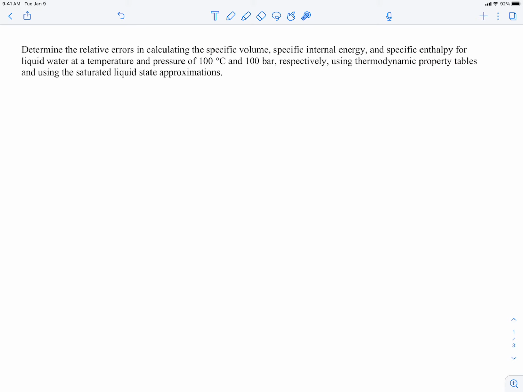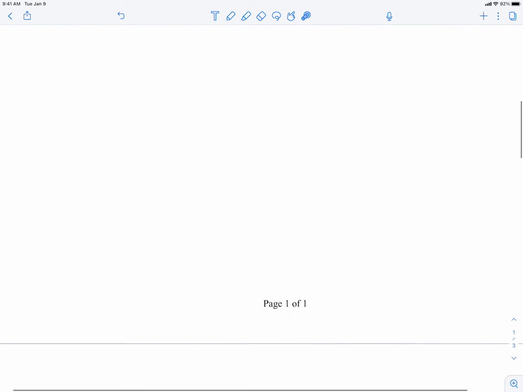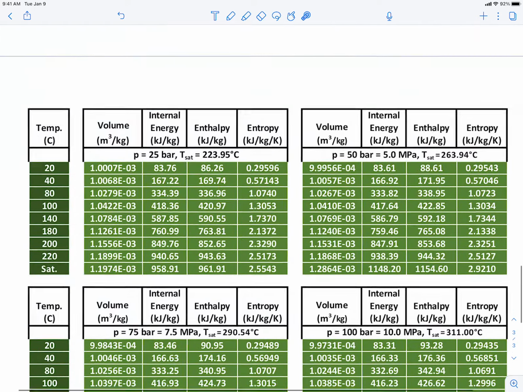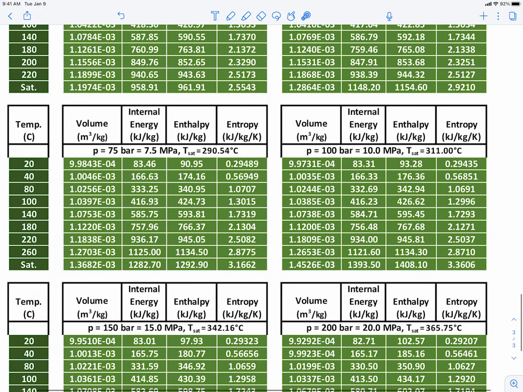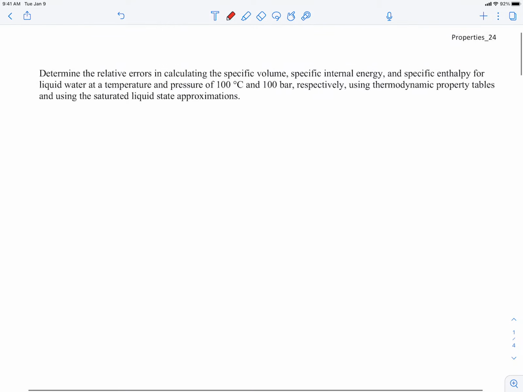So we're dealing with a compressed liquid because we're told it's liquid water. So let's go to the compressed liquid tables. So those are given right here. And we're told that the pressure is 100 bar. So that's this pressure right there. And it's 100 degrees C. So the specific volume is right there. The specific internal energy is there. And there's the specific enthalpy. So let's go ahead and write those down up at the top here. So we just have to remember those numbers.